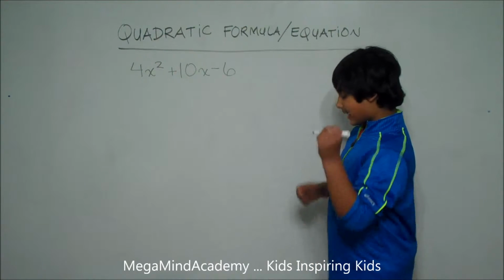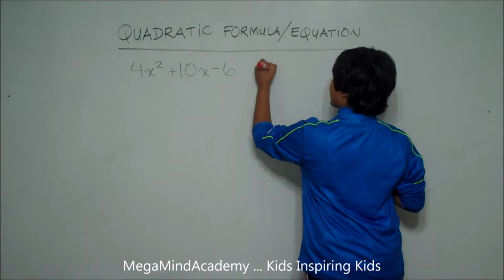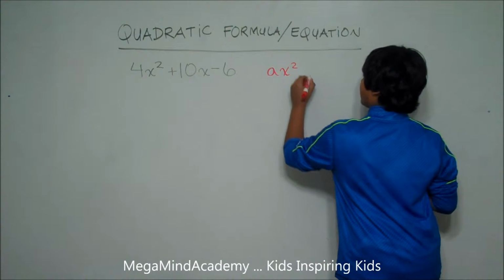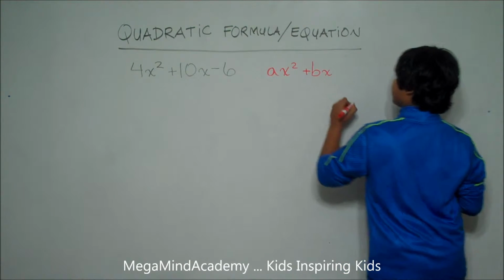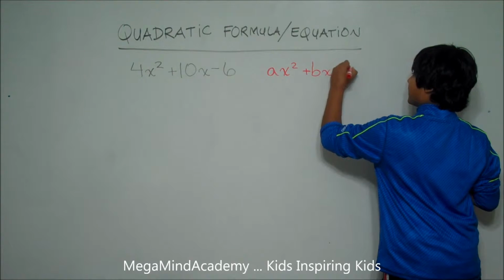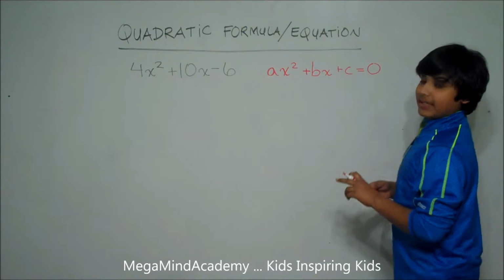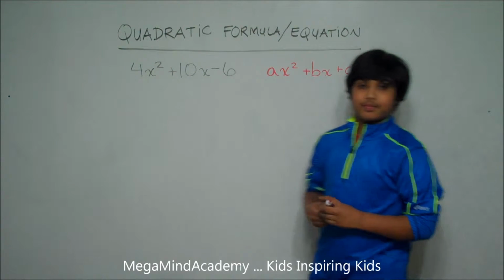So the quadratic equation is ax squared plus bx plus c equals 0, where a, b, and c are coefficients, and c is a constant.